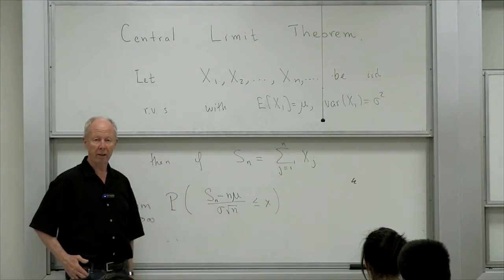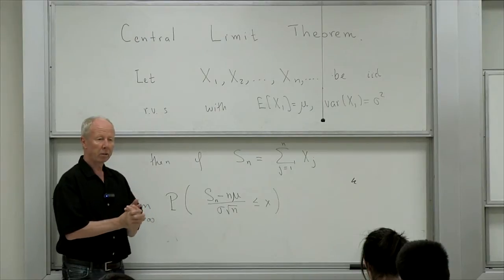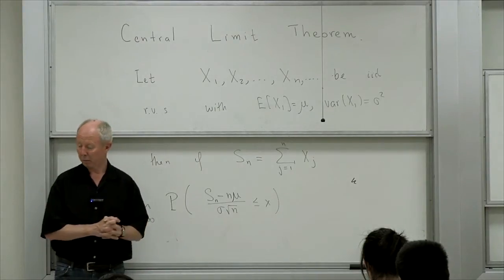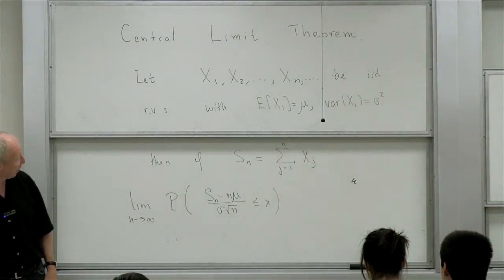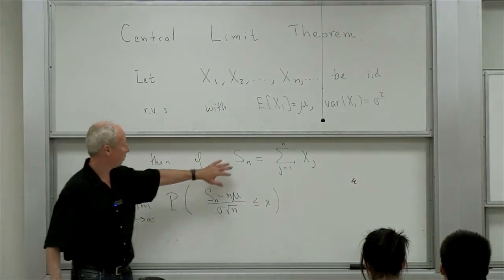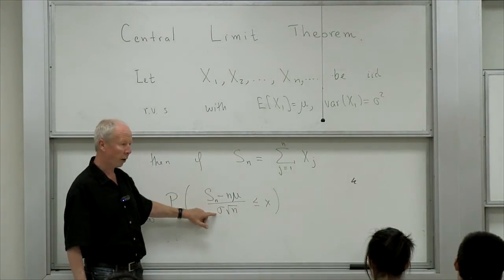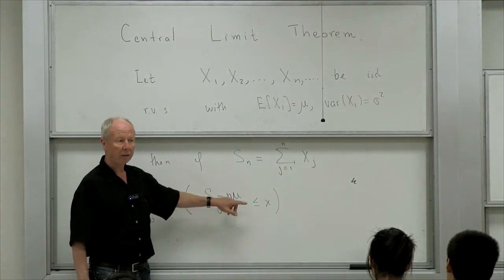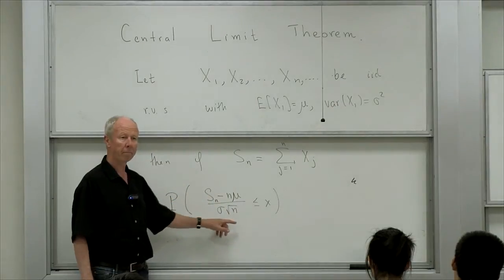What's the variance of Sn? Well, what's the variance of a sum of independent random variables? Do you remember this? It's the sum of the variances. And each one has variance sigma squared, so the variance of Sn would be n times sigma squared. So this is the square root of the variance. So what would the expected value of this random variable be?